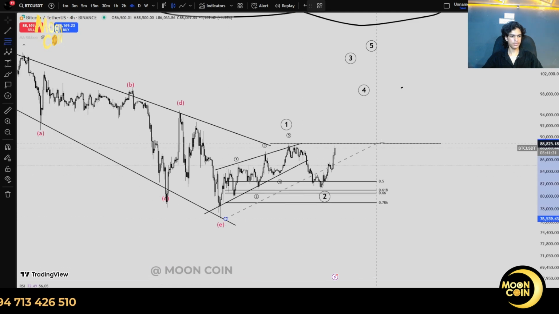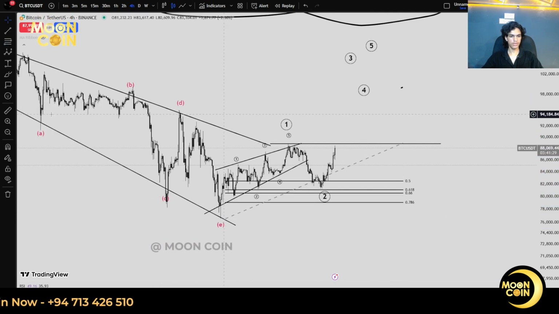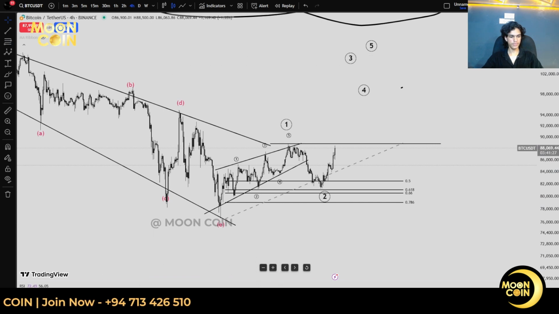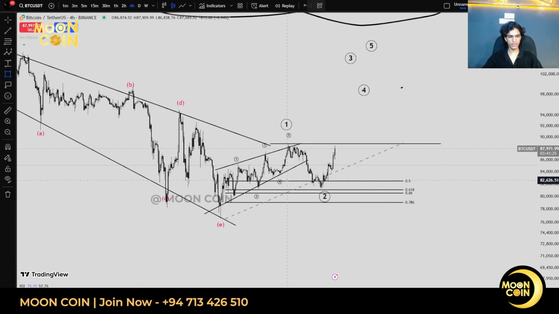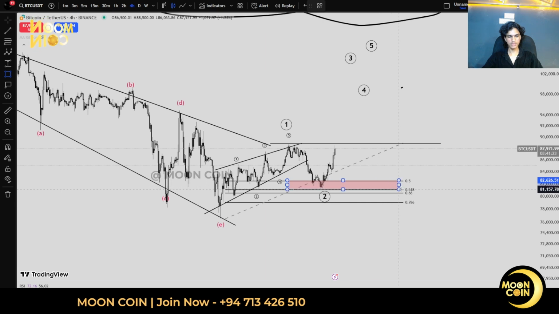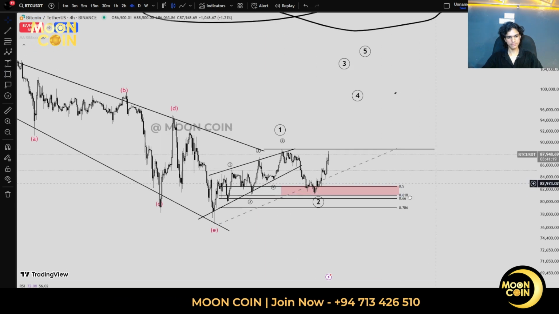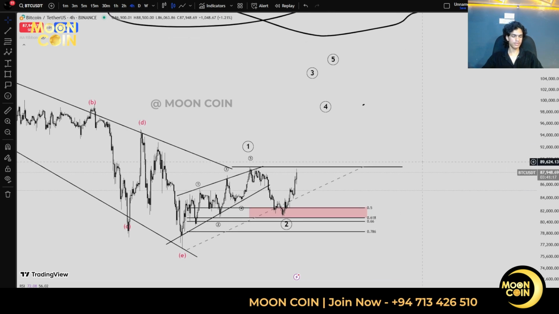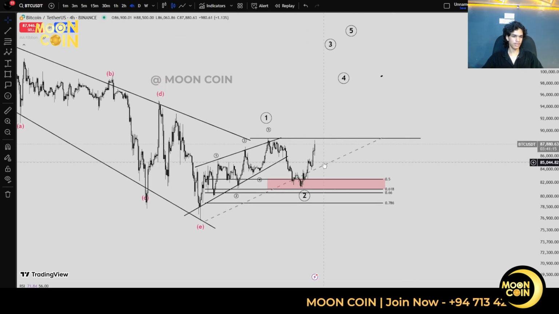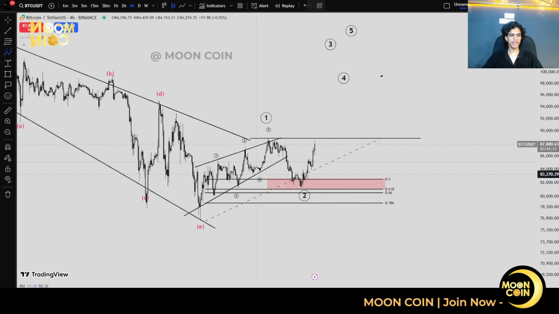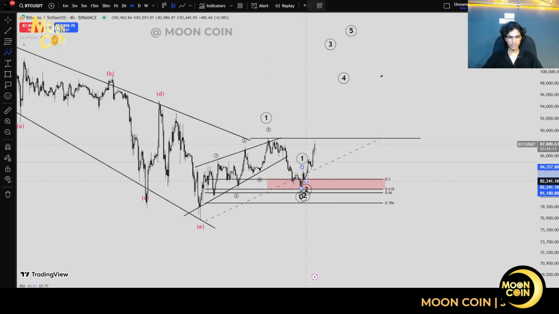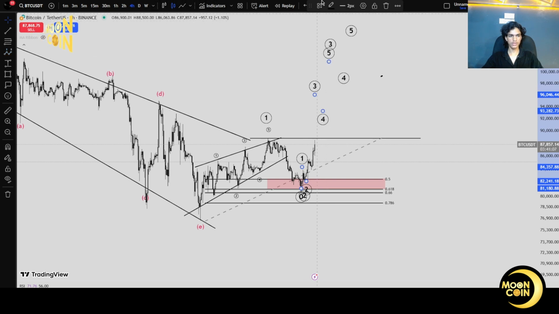So it has retested to this 50%, the 0.5 to 0.6 fib level. This is a shallow fib level. Okay, so after that we had another impulse. We had 1, 2, and the third is going now on the way. It should go here.